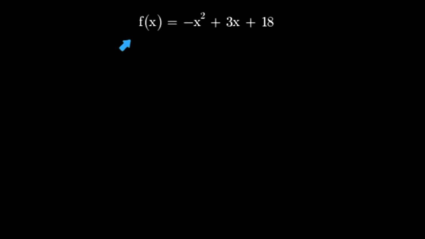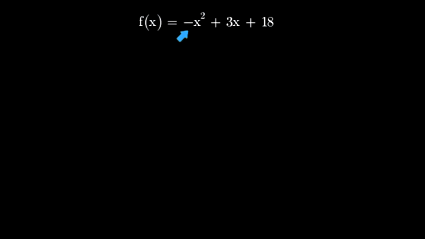Now in this example, we have f(x) = -x² + 3x + 18, and we want to rewrite this into the other form by using completing the square. Now why am I doing another example? Because earlier in the video I did not mention something very important.